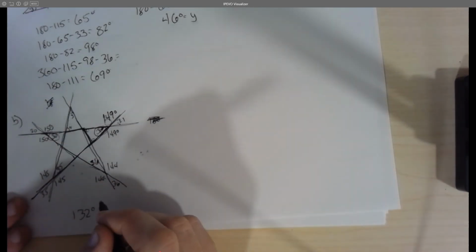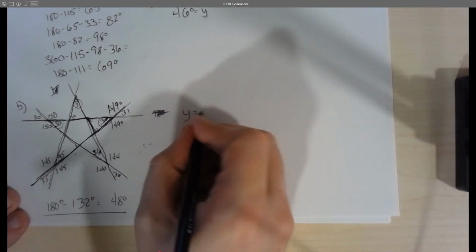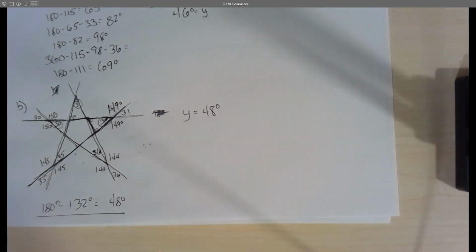And if we think about all of these coming together at a particular point, this, and this point here, if we were to put all of those pieces together, they would actually create a straight line. So 180 degrees minus 132 is going to give us this missing point of this particular star, which is going to be 48 degrees. So y equals 48 degrees. Again, there's multiple ways you could go about solving this particular question, but this is just one of them in figuring out what that particular answer would be.